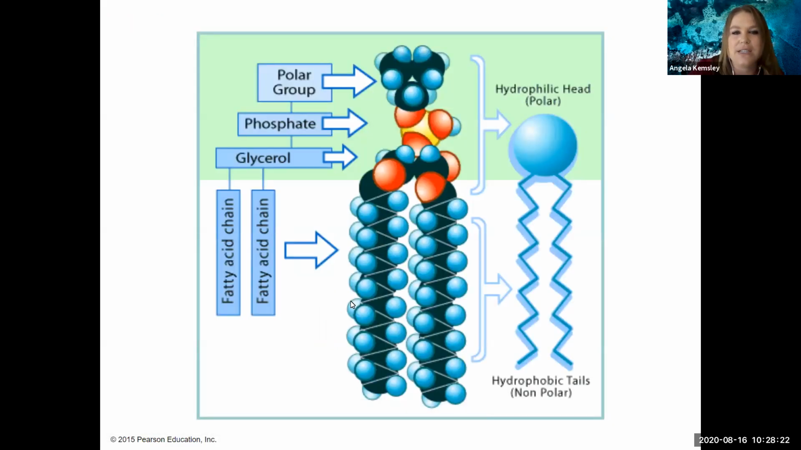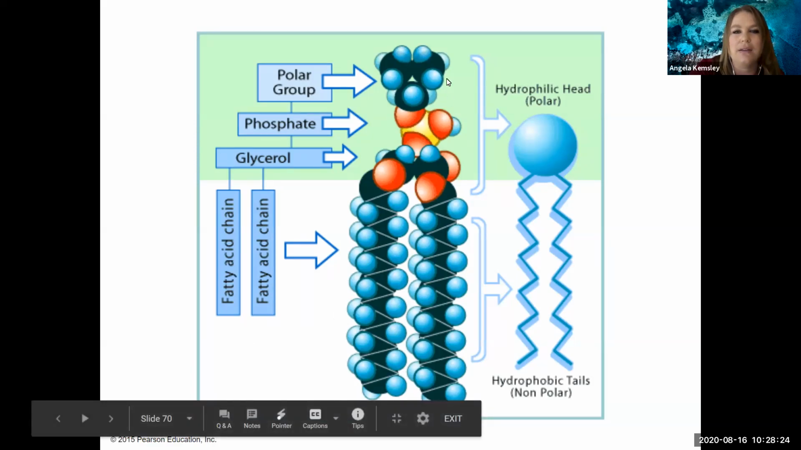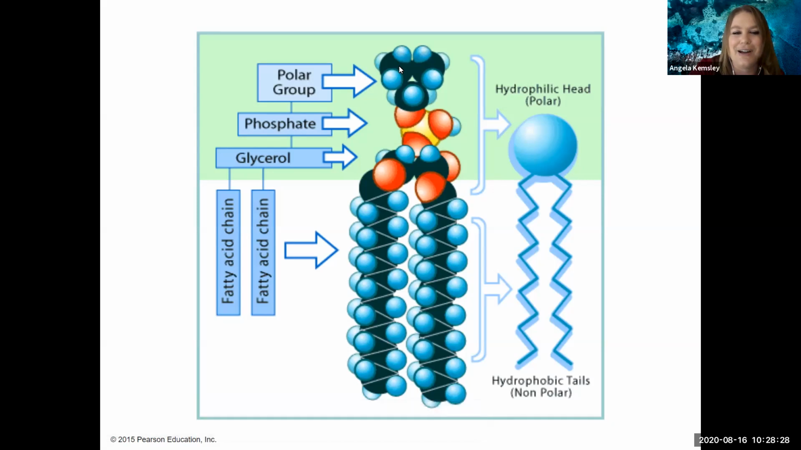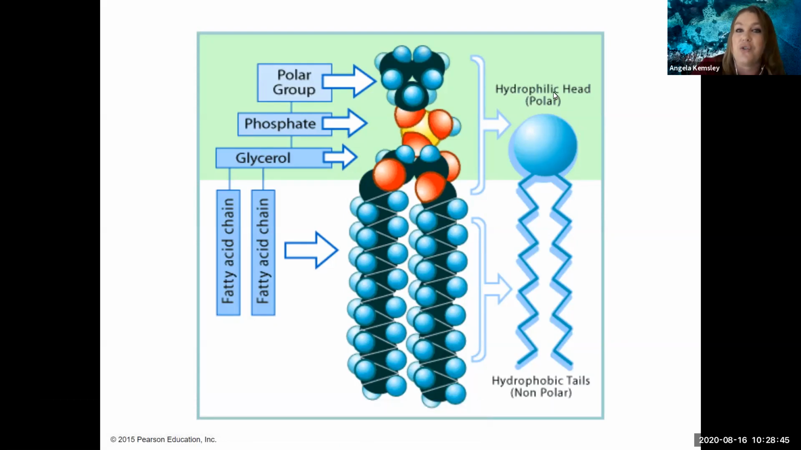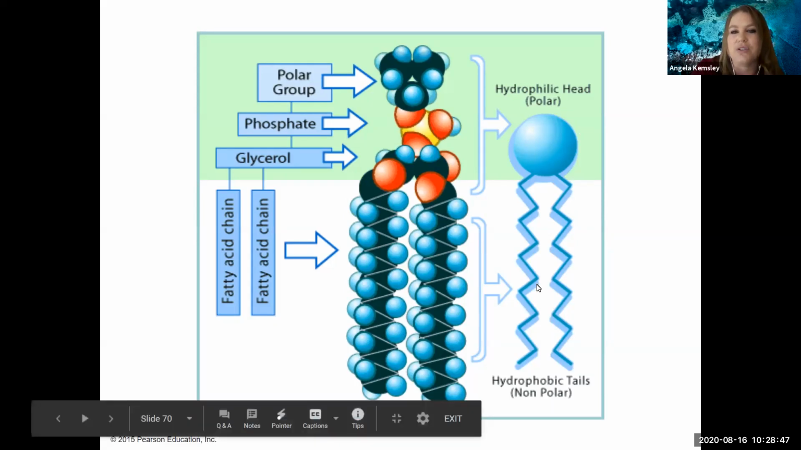This is another way to look at it. So you can get very detailed with these diagrams here, where we have the glycerol bonded to a phosphate. We have our fatty acid chains down at the bottom. Here's a more simple way of looking at it, where we just have our polar hydrophilic head and our non-polar hydrophobic tails. Remember that polar molecules are usually hydrophilic, non-polar molecules are usually hydrophobic.